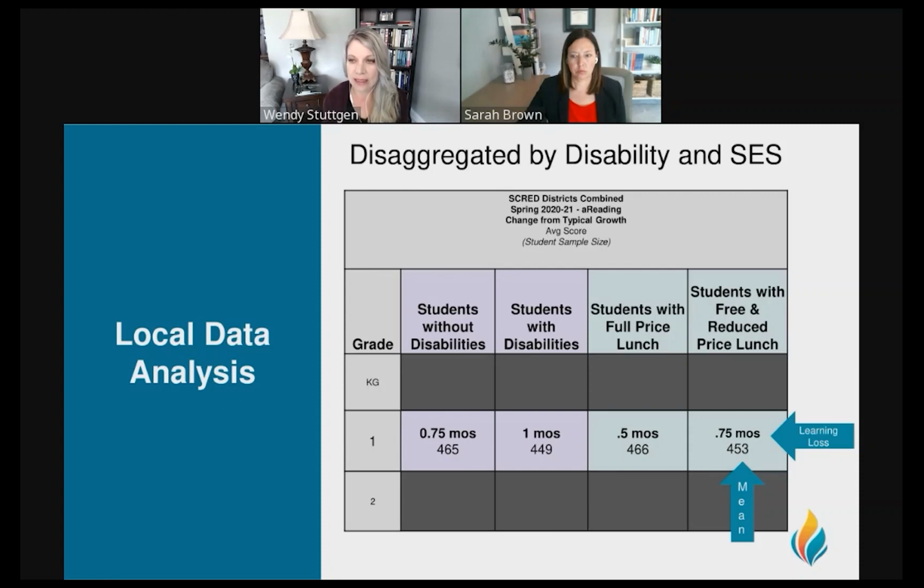So with that said, even though in this case the growth is fairly similar, we can see that the mean scores are lower for both of these subgroups. So we really want to ensure also that our students with disabilities and lower SES are growing at faster rates if we're going to close that achievement gap and not let that continue to widen as they get older.